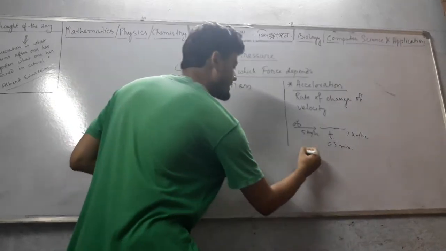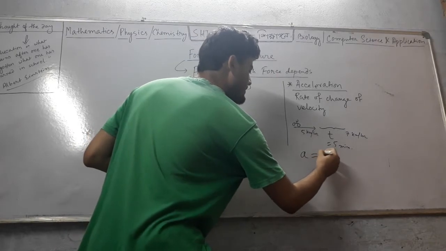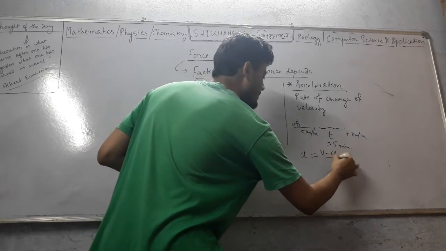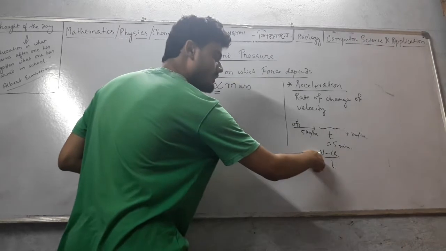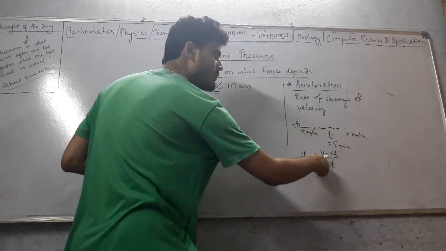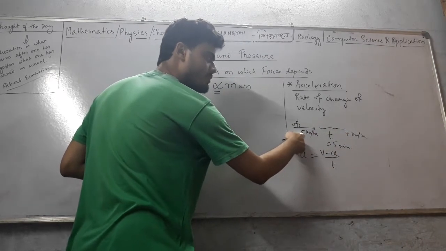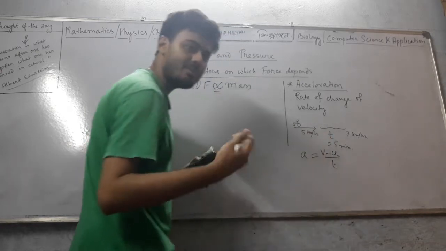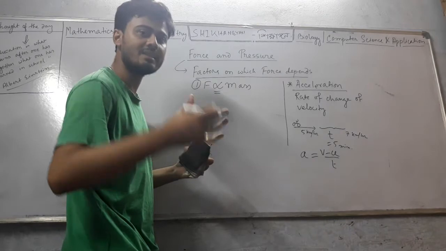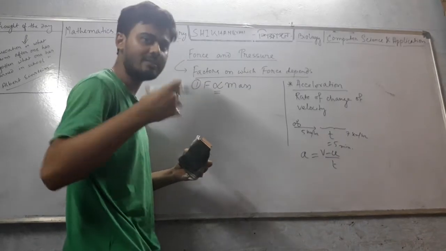And how do we mathematically represent this? a equals (v minus u) by t. What is v? Final velocity, that means 7 km per hour. What is u? Initial velocity, that means 5 km per hour. And what is t? How much time is required to increase that velocity? Acceleration means increasing velocity. So this is acceleration.